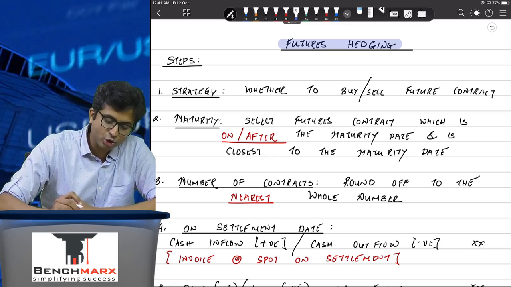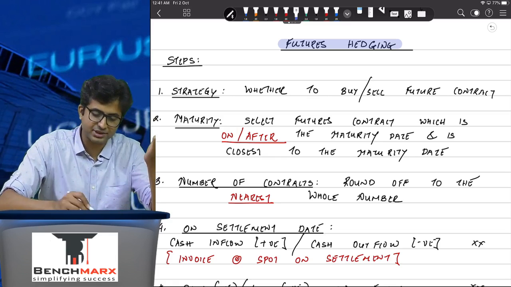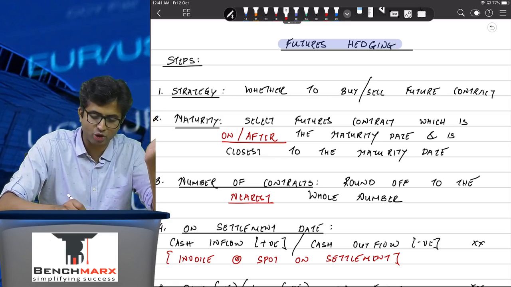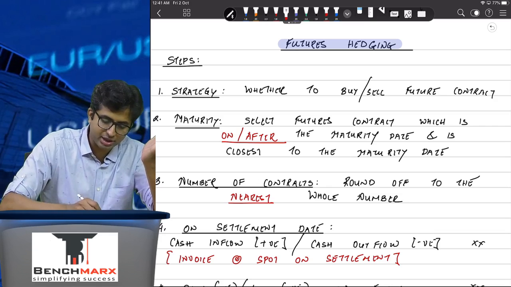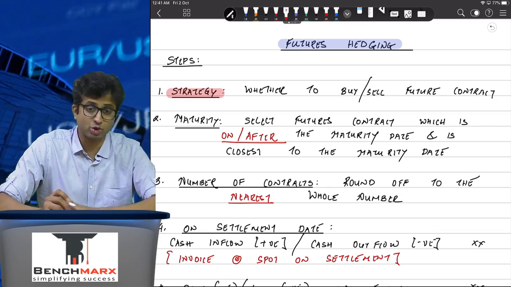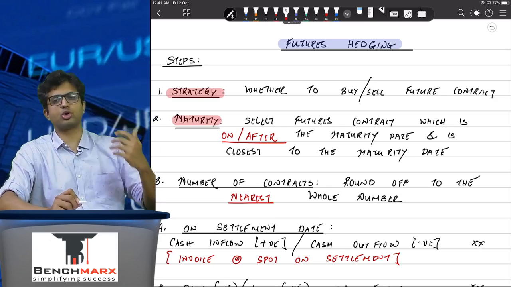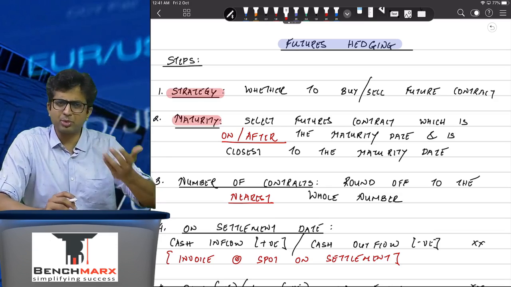Okay, so first of all, as a first step, I prefer that you determine the strategy in your mind very clearly. So strategy: whether to buy or sell the futures contract. In the second step, you try to find a maturity. Well, maturity generally question में आपको दिया जाएगा.